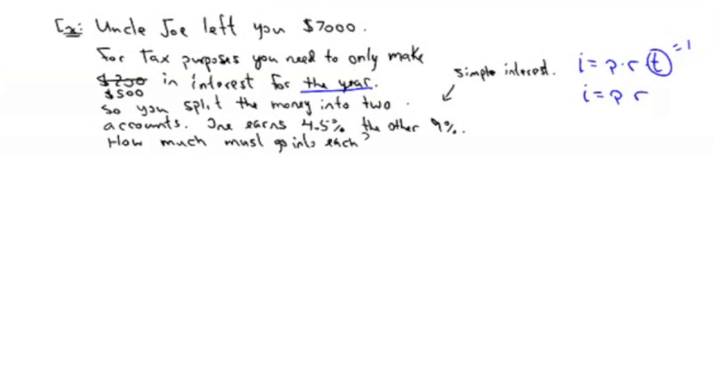Okay, now this is one of those problems that there's two things going on. Actually, three things going on. But you have to be careful about the first two. So I highly suggest some kind of table format. So there's two things going on. One of the accounts is earning 4.5% interest. The other one is earning 9%.